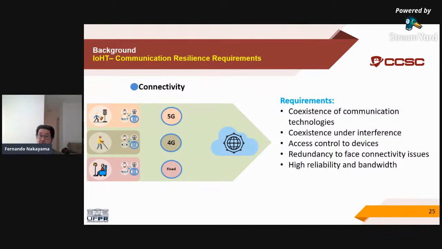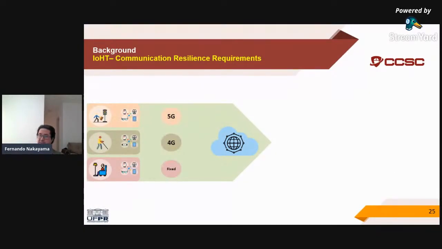For the connectivity services, the requirements are, since the IOHT is a very crowded and hostile environment, the mitigation or avoidance of the cross-interference among the communication technologies is required. It is required some form of redundancy to face the connectivity issues, and it is required some type of access control to the devices in order to avoid flooding attacks or false data injection attacks.